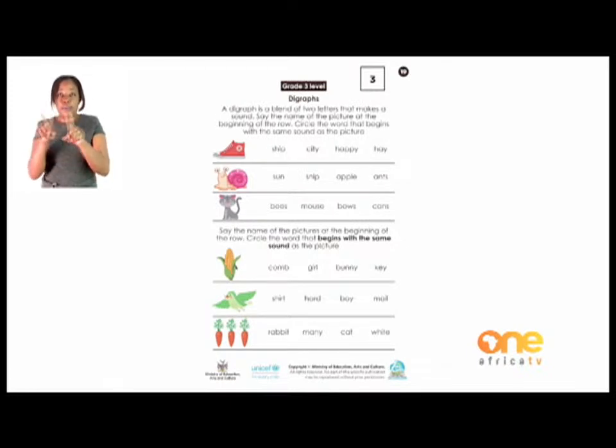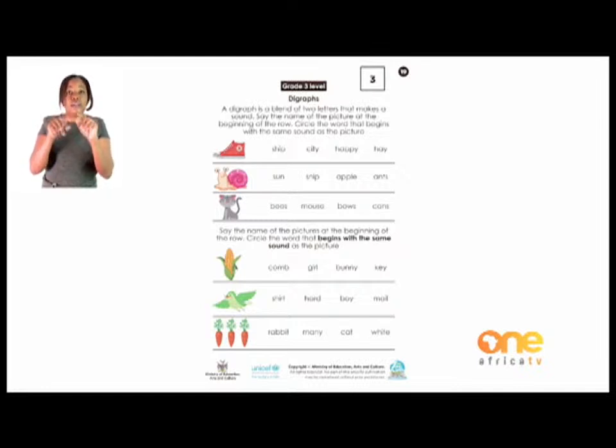Okay, you say the name of the picture at the beginning of the row first. After you have done that, then you have to circle the word that begins with the same sound as the picture. The first picture, what is that picture? That is a shoe. What sound does the shoe give us? The 2 letters that come together, when they come together, which sound do they give us? They give us a sh. Now, which one there do you think is the word that is having those 2 blending letters together? Number 1 is a sheep, a city, happy, and hay. Which word gives the sound of the picture?